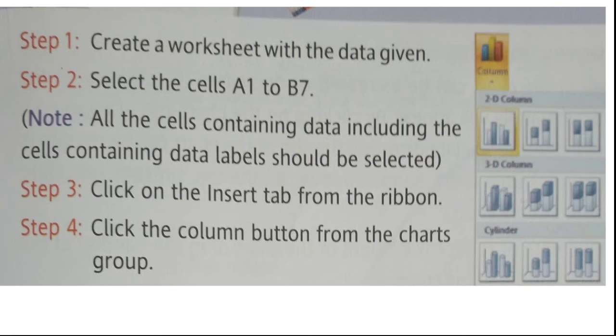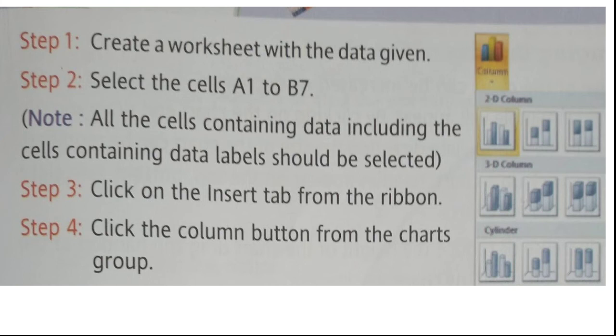Okay, first, step 1 is to create a worksheet with the data given. Creating a worksheet means you are typing the data. Then select the cells A1 to B7, which means you are selecting the entire rows and columns.